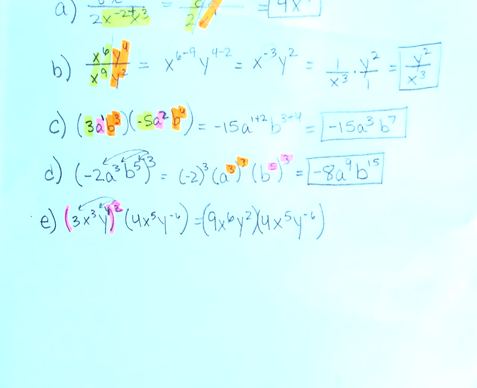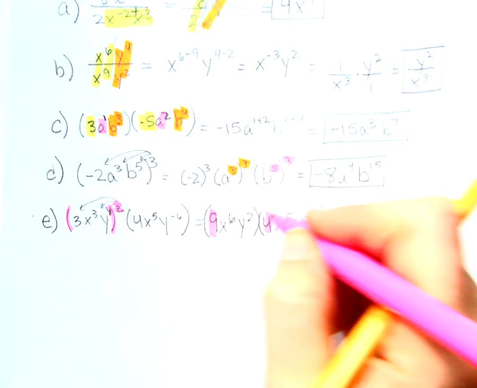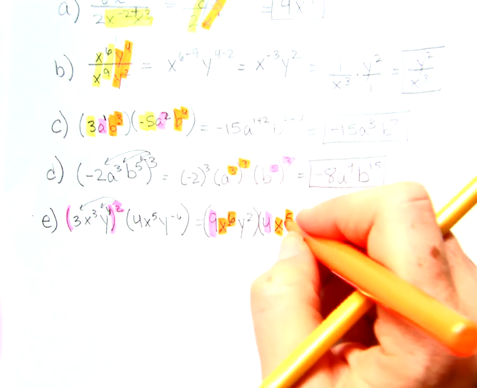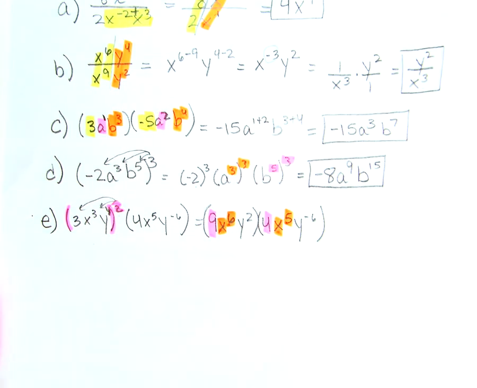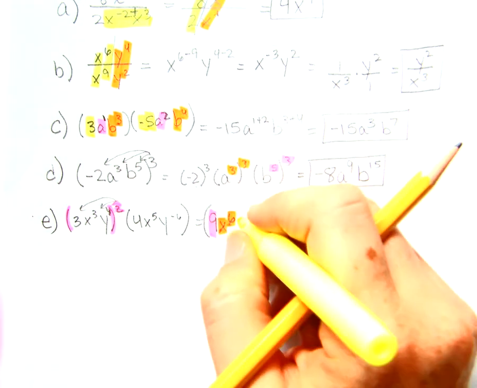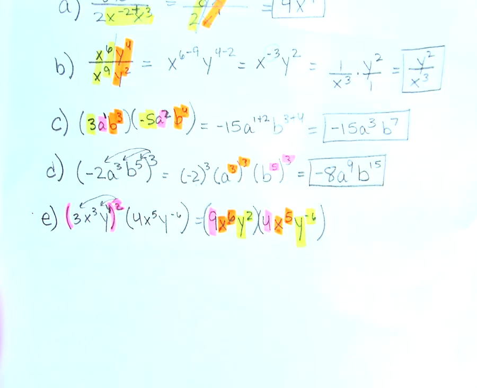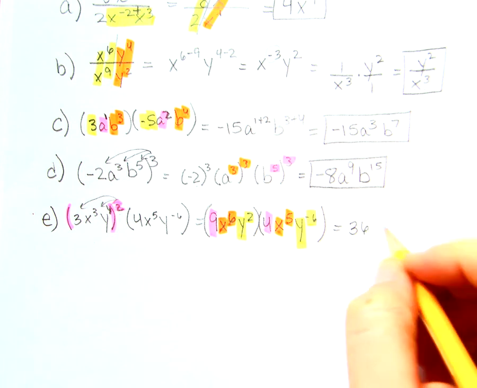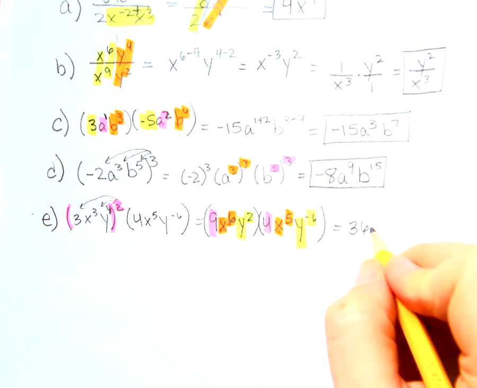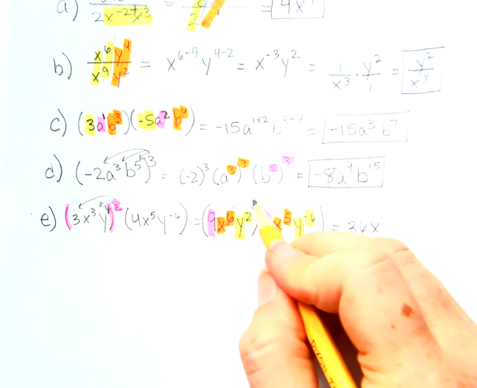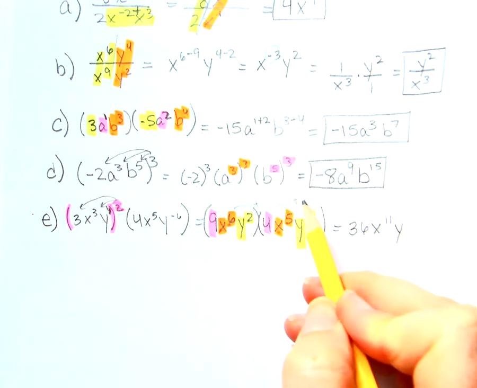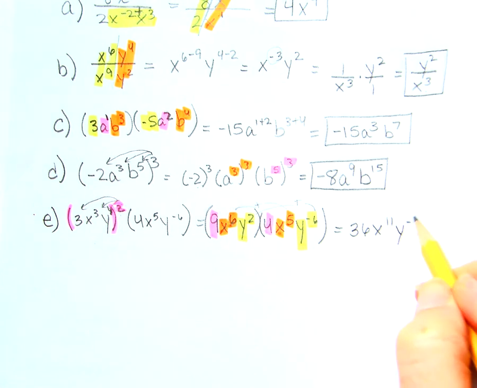Okay. Now I'm going to multiply the things that are alike. I'll multiply 9 times 4. I'll multiply x to the sixth by x to the fifth, which actually means I'm going to be adding exponents. And I'll multiply y to the second by y to the negative sixth, which actually means I'll be adding exponents. So 9 times 4 is 36. X to the sixth times x to the fifth, 6 plus 5 is 11. Y to the 2 plus negative 6, which is negative 4.